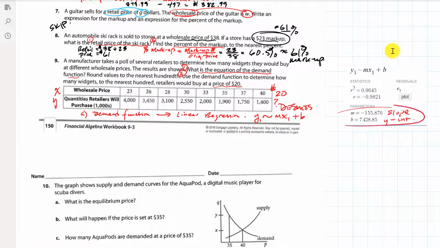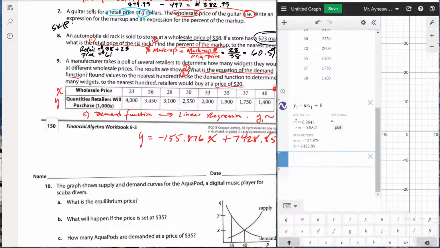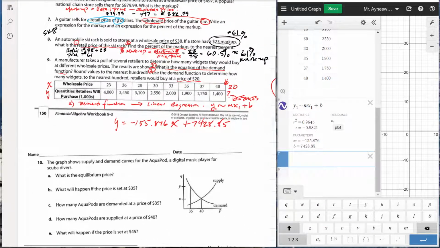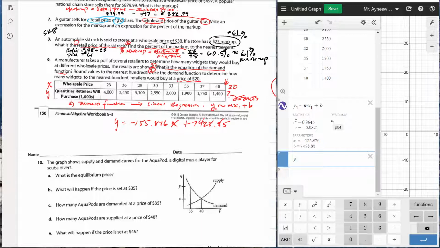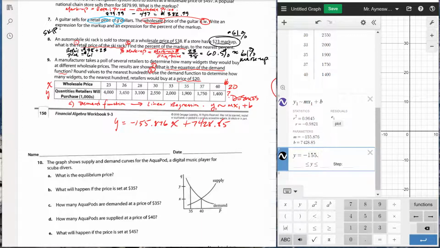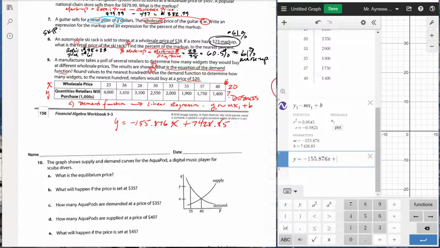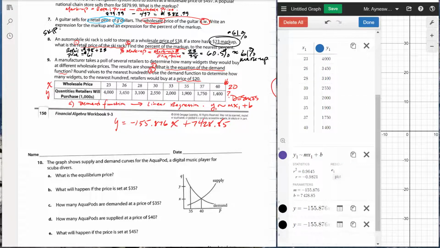What we need to do is take this information and substitute it in our function. So y is going to be equal to negative 155.876 times x, plus 7,428.85. There's our linear function, and we're going to type it in here in Desmos. Go ahead and enter it in as y equals negative 155.876, make sure you multiply it by x, and then add the y-intercept of 7,428.85.